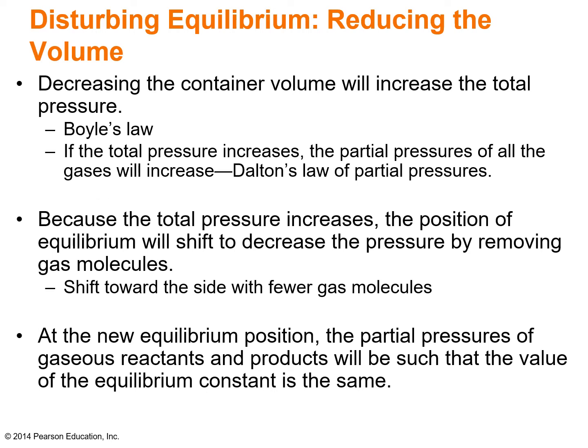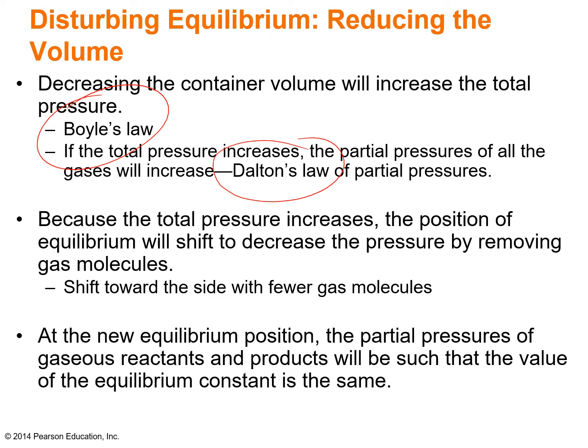So decreasing the container volume will increase the total pressure. Okay, we know this based on Boyle's law. So volume and pressure have a standard relationship that we are familiar with. If the total pressure increases, the partial pressure of all the gases will also increase. This is Dalton's law. So we're using these two gas laws, right? Boyle's law tells us that decreasing the container volume will increase the total pressure. Dalton's law tells us that if that total pressure increases, so will those partial pressures. Remember, partial pressures all add up together to give us that total pressure.